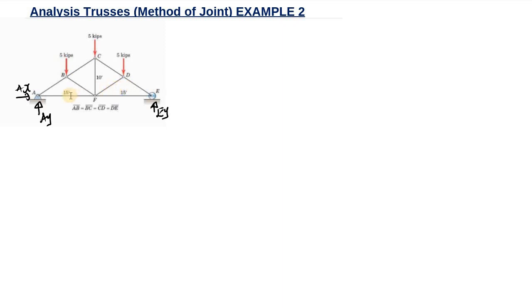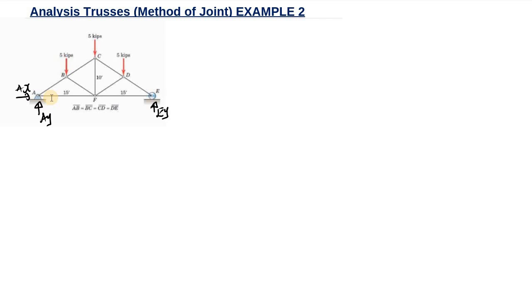Now, using the method of joint, we need to pick a joint we are going to analyze. And how can we pick a joint? We need to pick a joint that has at most 2 unknown members framed into that joint. If we have more than 2 members framed into a joint, we don't need to consider that joint because it is going to make the calculation very, very difficult. So you need to pick a joint that has at most 2 unknown forces, okay?